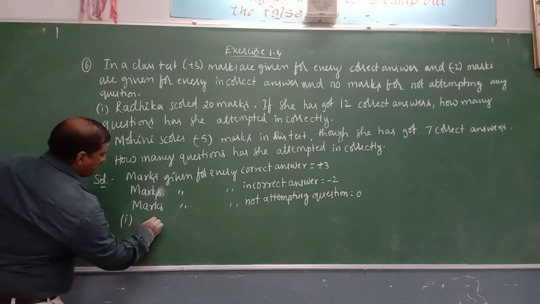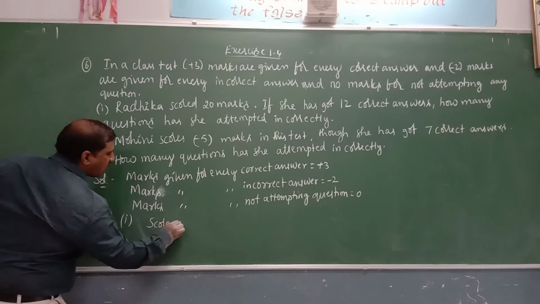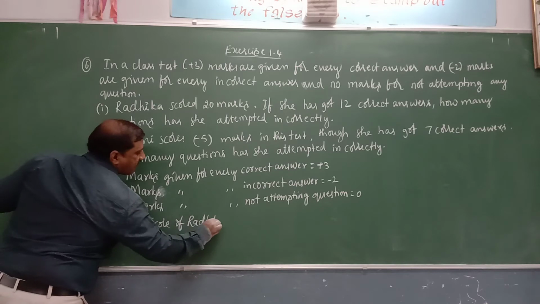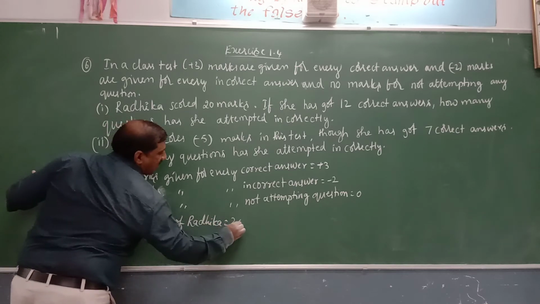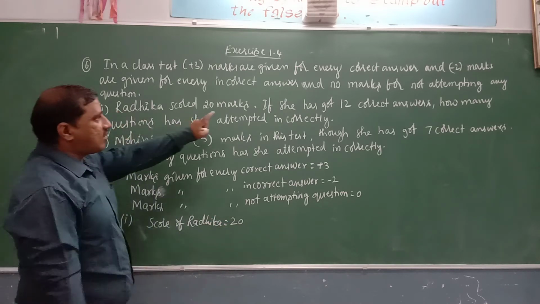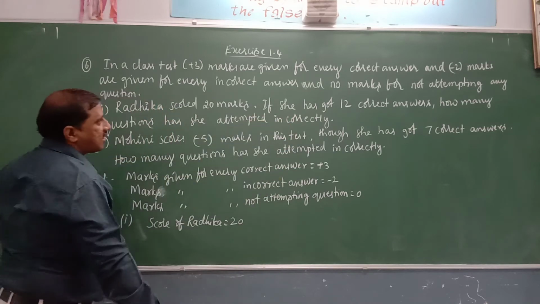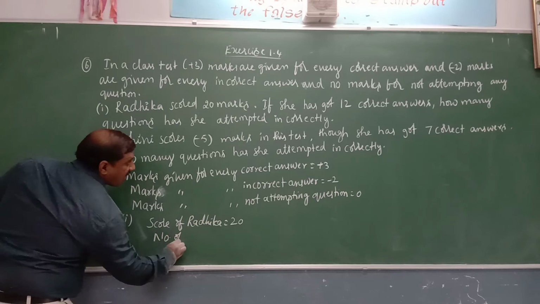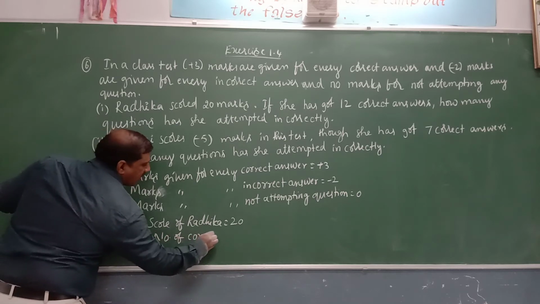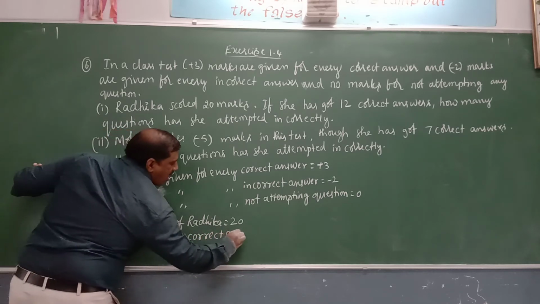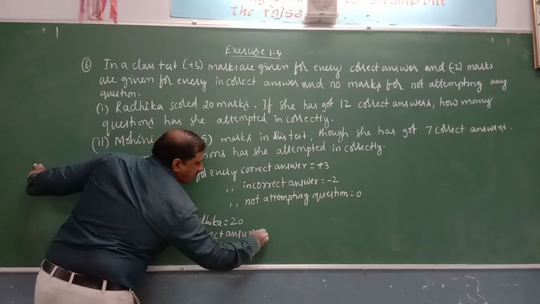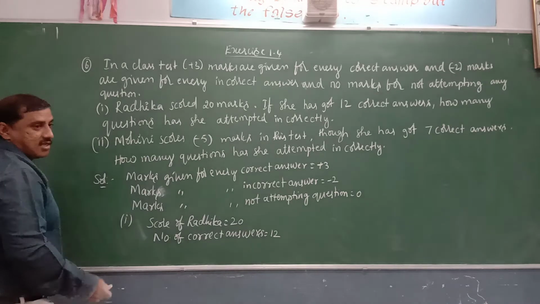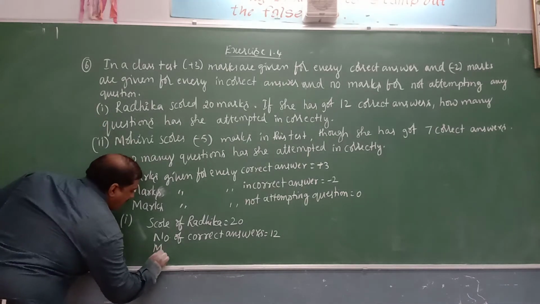Now the first bit. Score of Radhika. It is 20 marks. How many questions did she write correctly? 12 questions. Number of correct answers of Radhika: how many correct answers did she write? It is 12 questions. Now marks given for correct answers.